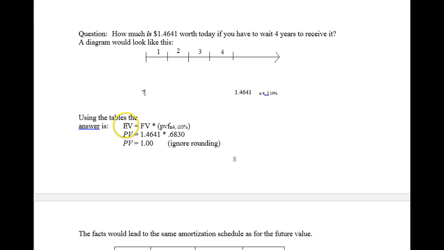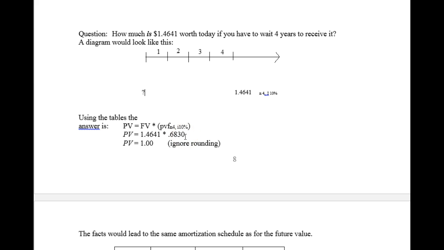Using the tables, you can say the present value is equal to the future value times an interest factor where n equals 4 and I equals 10%. Well, the future value was $1.4641 times that factor on our table.